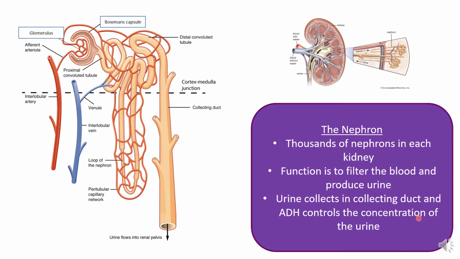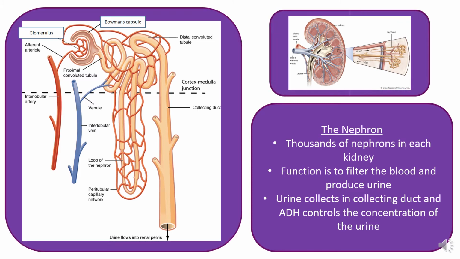Also later on we'll talk about ADH. ADH is the hormone that controls the concentration of the urine. So sometimes the urine is dilute, sometimes it's very concentrated.